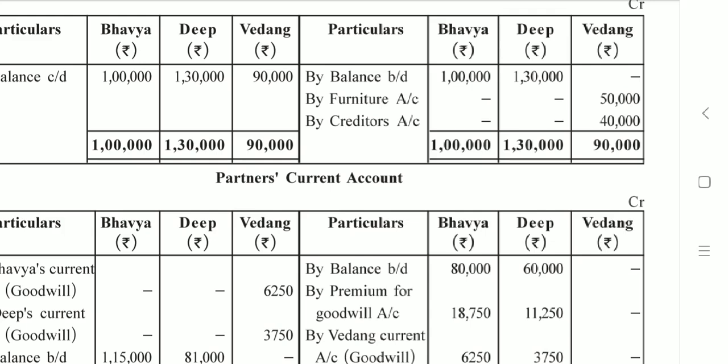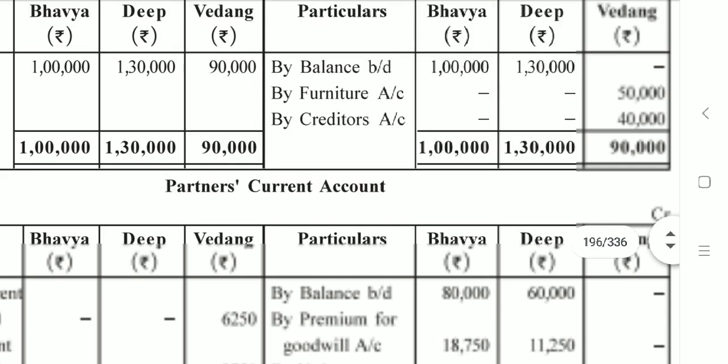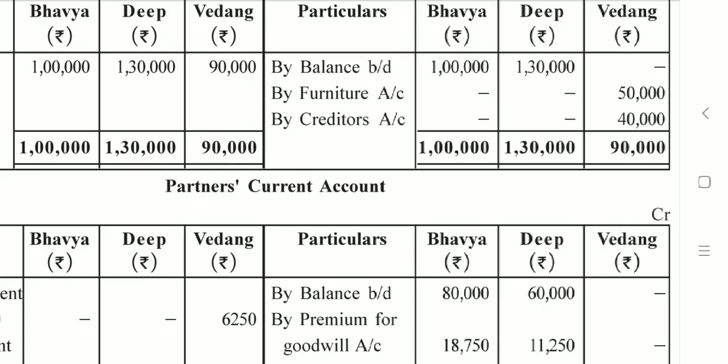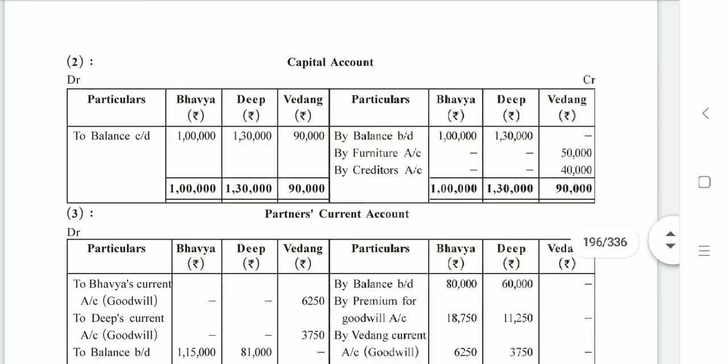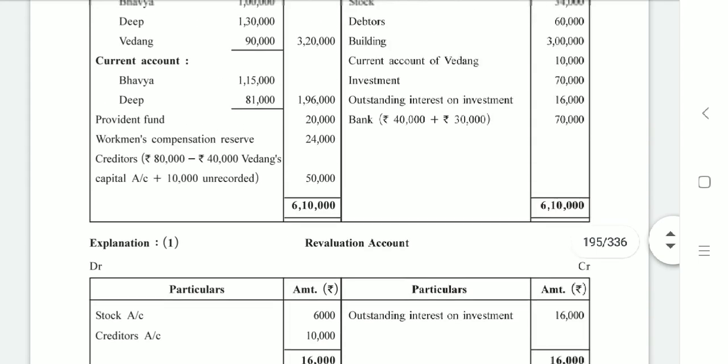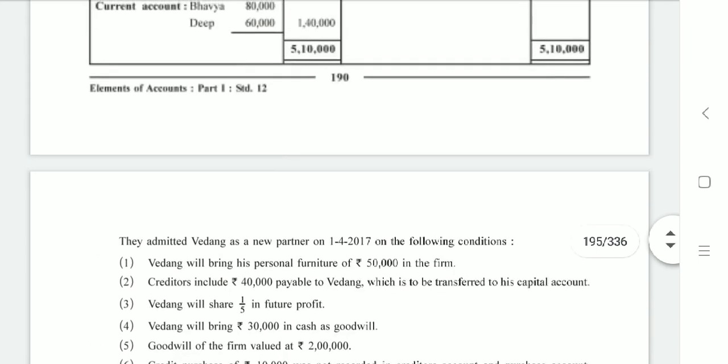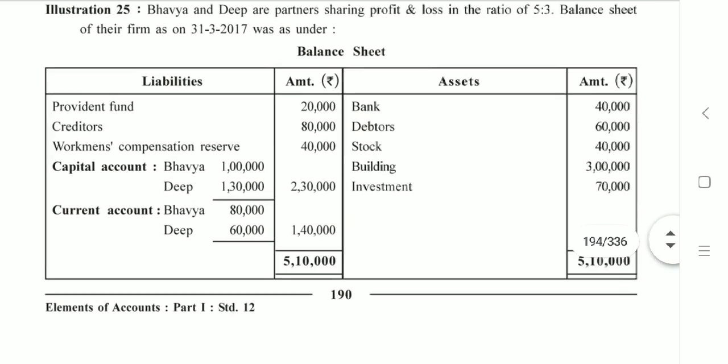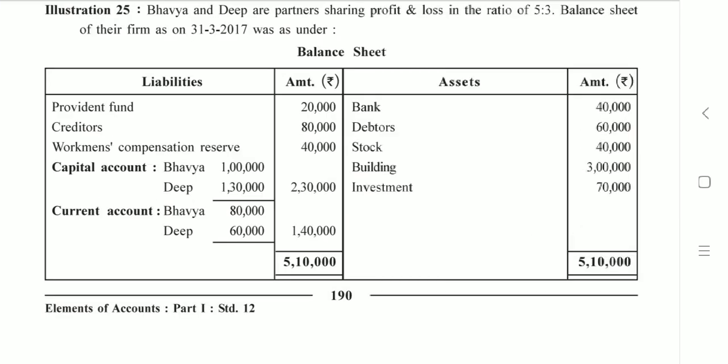Then posting by creditors account. In the journal entry, creditors was debited, and in the process of posting, it has been credited. So out of 80,000, 40,000 is payable to Vedang. So now how much creditors remain? 40,000 only. But we cannot write 40,000 in the balance sheet. Why? Because we have the sixth adjustment again with this. For now you have to remember that 40,000 is the new value of creditors.